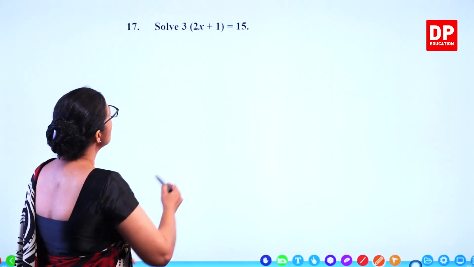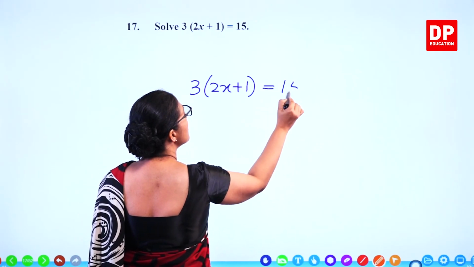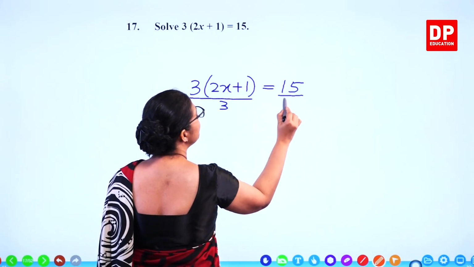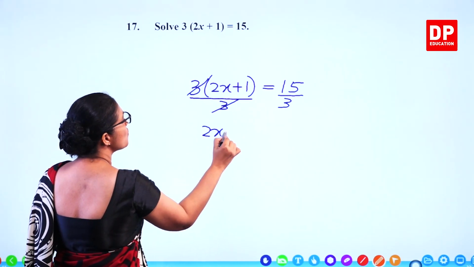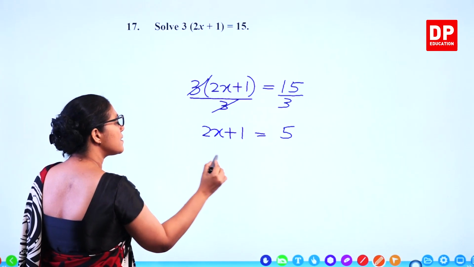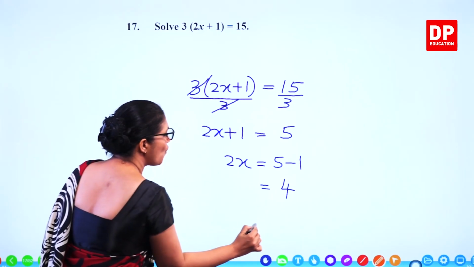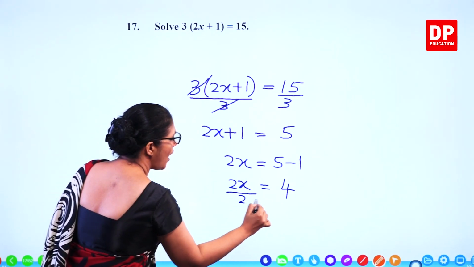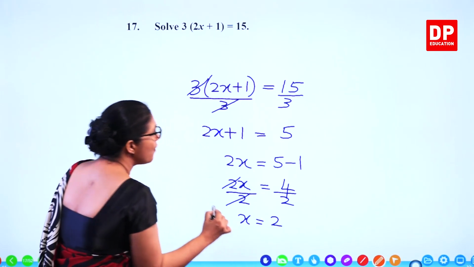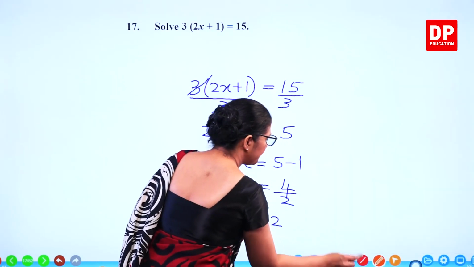Question number 17. Solve 3 times 2x plus 1 is equal to 15. What's the easiest way? Without expanding brackets, you can divide both sides by 3. 2x plus 1 is equal to 15 divided by 3. That's 5. Now take 1 to the other side. 2x becomes 5 minus 1. 5 minus 1 is 4. 2x is 4. Divide both sides by 2. X becomes 4 divided by 2. That's 2. So x equals 2. So you get 2 marks for that.